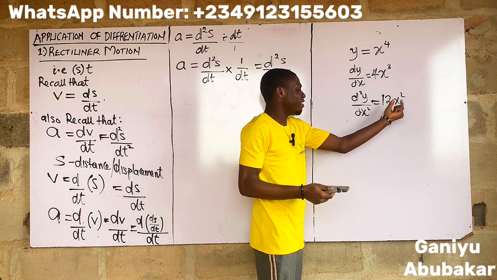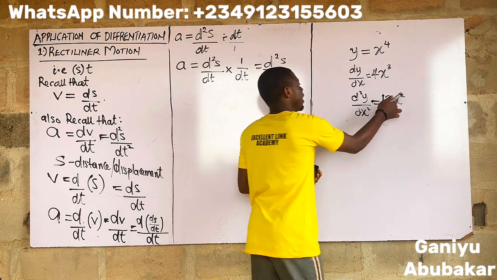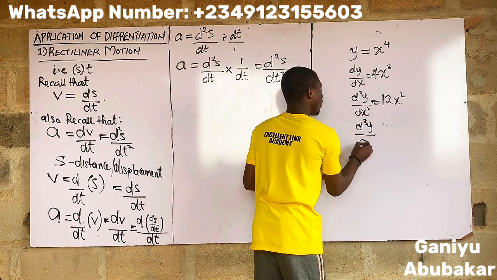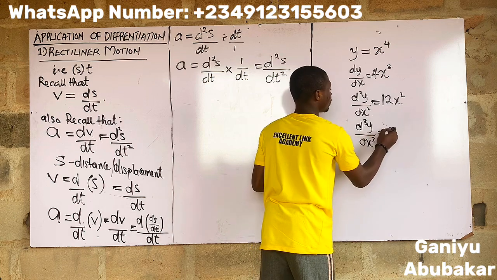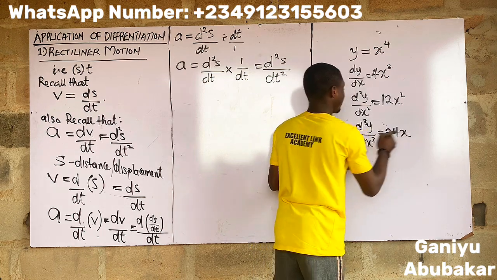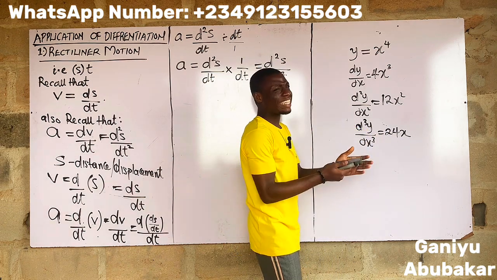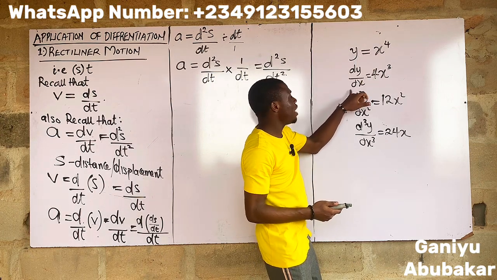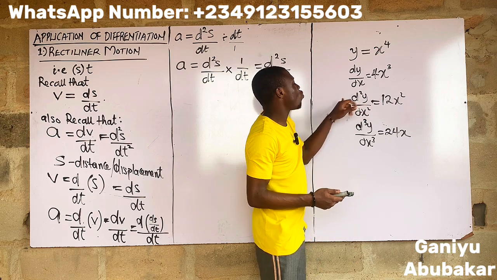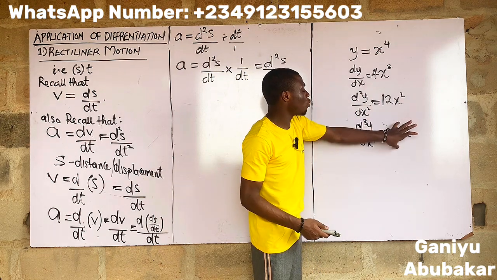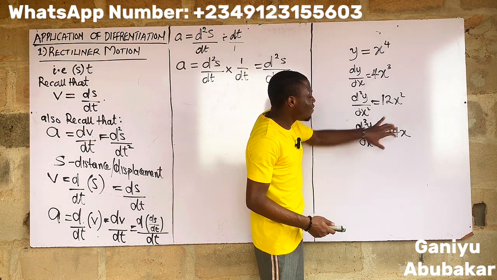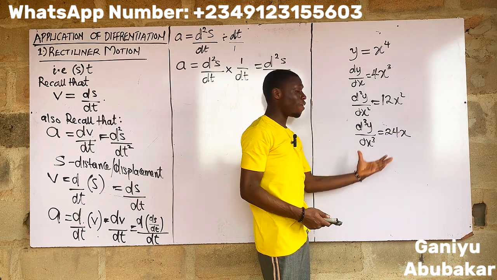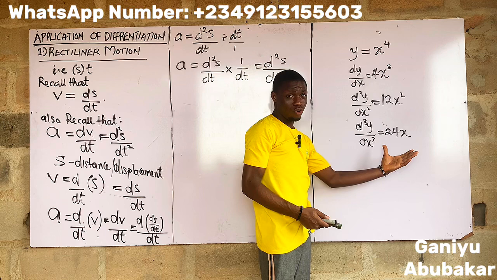If I still proceed and differentiate again, I'll have d cubed y over dx cubed. That will give 24x. So the idea is that if I differentiate first, I'll have dy over dx. If I differentiate again, I'll have d squared y over dx squared. Again, I'll have d cubed y over dx cubed. If I differentiate again, I'll have d to the power 4 y over dx to the power 4. This is how it works.